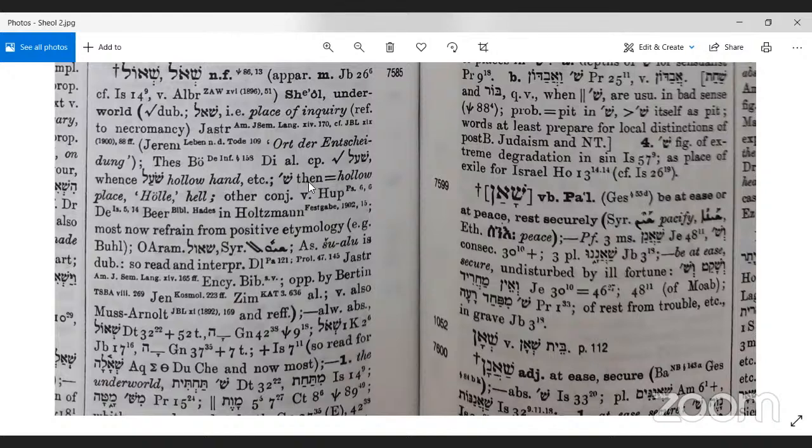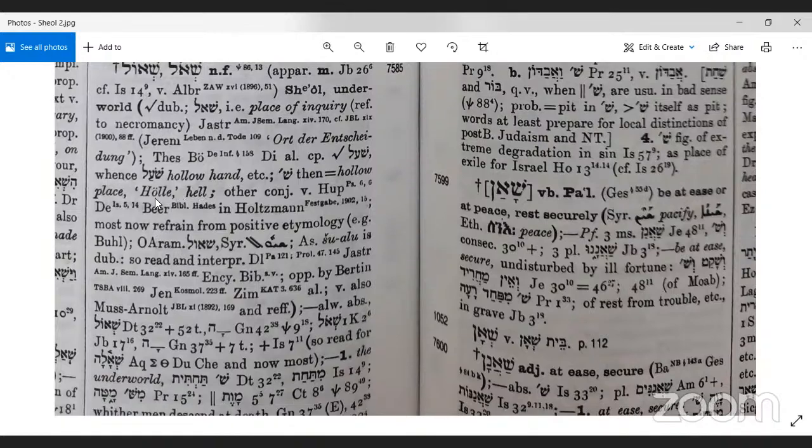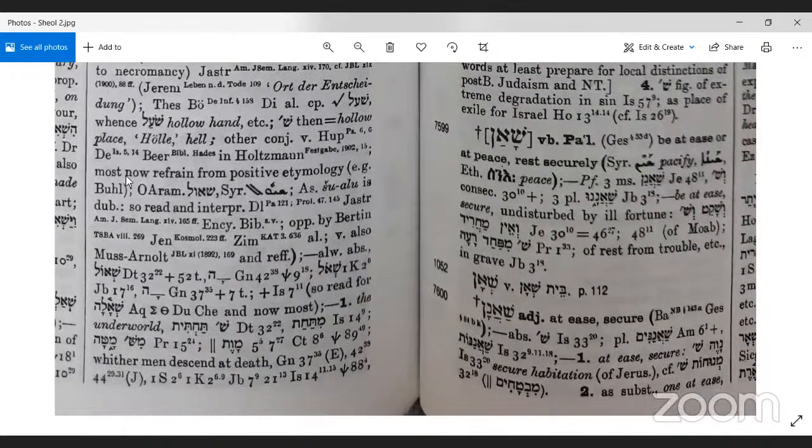Okay, whence, hollow, hand, etc. Let me go down. Notice what it says here, and I'm trying to figure out what they mean by this: most now refrain from positive etymology. You know what I think this is, but I haven't been able to confirm it. We just looked at the positive etymology, that first paragraph, remember? Most refrain from positive etymology.